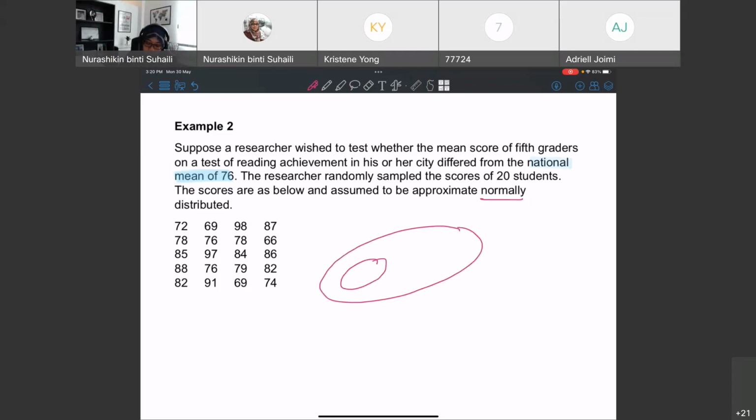So that means you are taking a sample of N20. So these are the data. Yeah, only that. That's the mean here just now. The national mean. So here, national is referring to the country, Malaysia, and so you can relate it with the population. That's how you relate it. So the mean here is 76, the population mean.